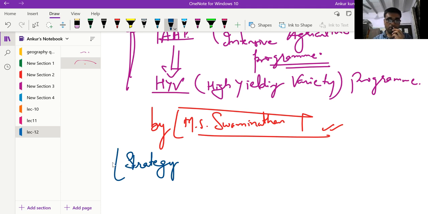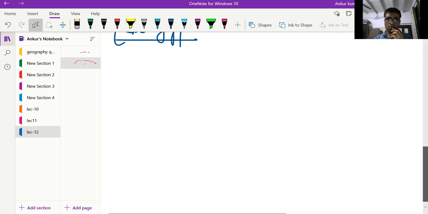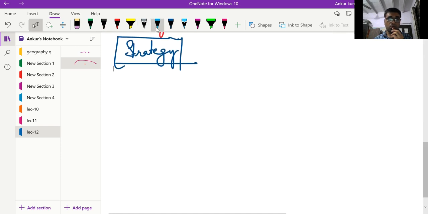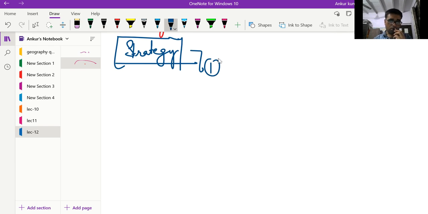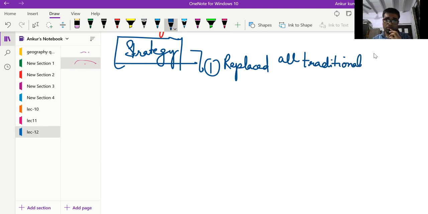The strategy that we adopted to implement the green revolution program. The first part of the strategy was that we replaced all the old traditional technologies with the modern technologies.